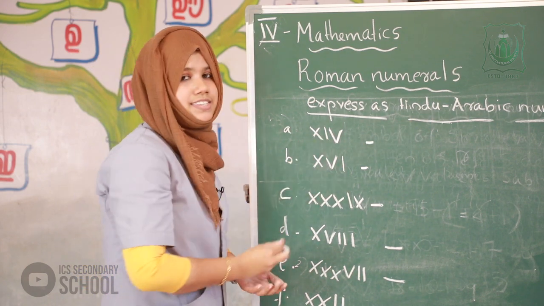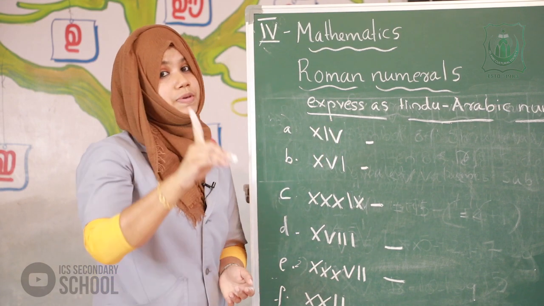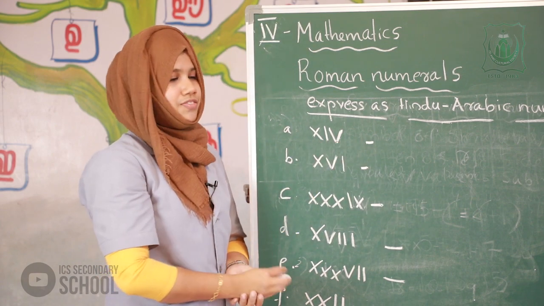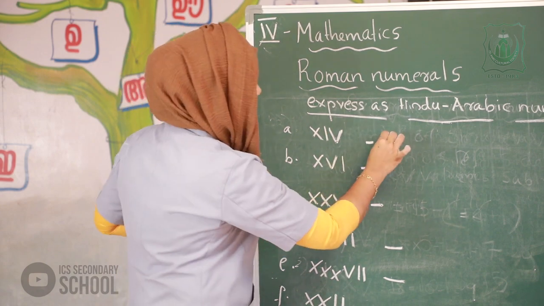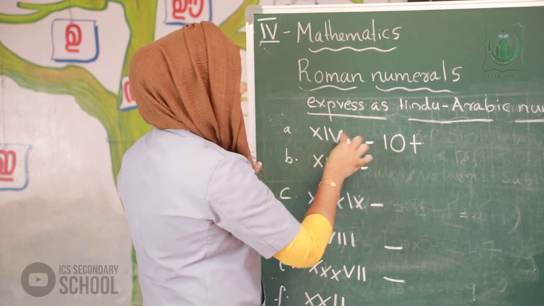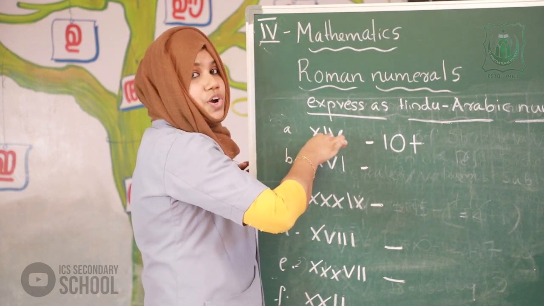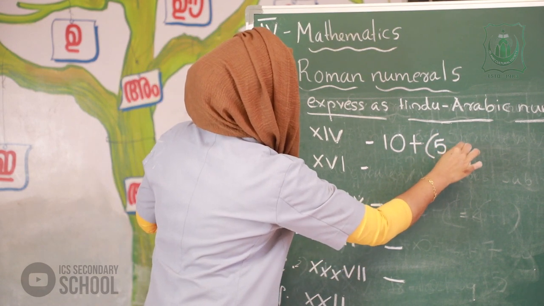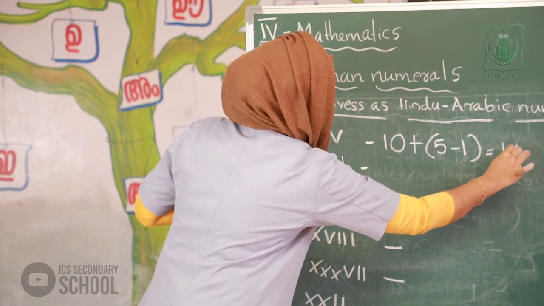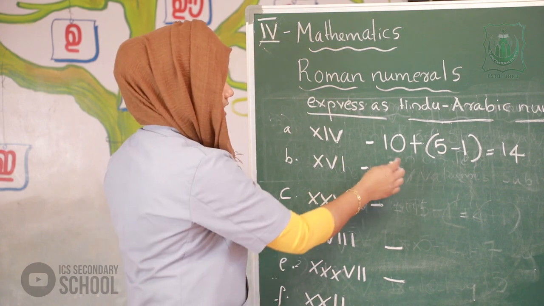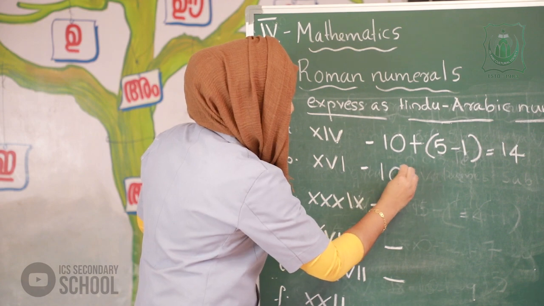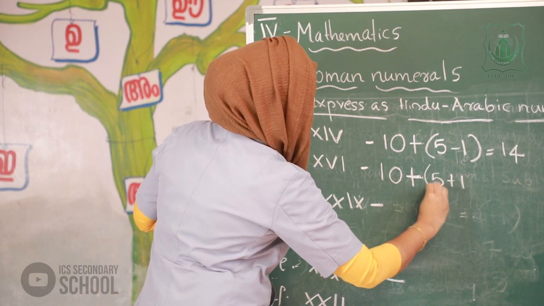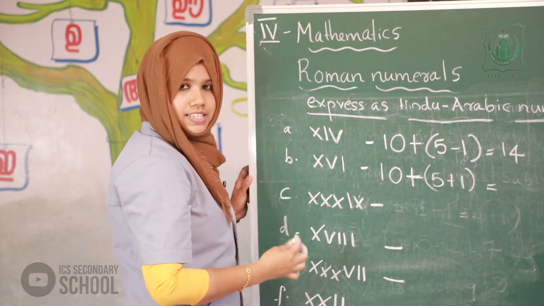The first question: X means 10 and I means 1. Which number is this? Yes, this is 5, plus 10. The smaller value is on the left of the greater value, so is it added or subtracted? Yes, it is subtracted. That means 5 minus 1. So 10 plus 4, 14. Second one: 10 plus the smaller value on the right of the greater value, so it is added, 5 plus 1. So this is 10 plus 6, 16.